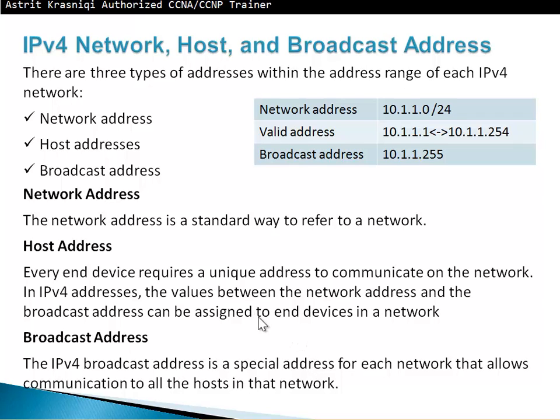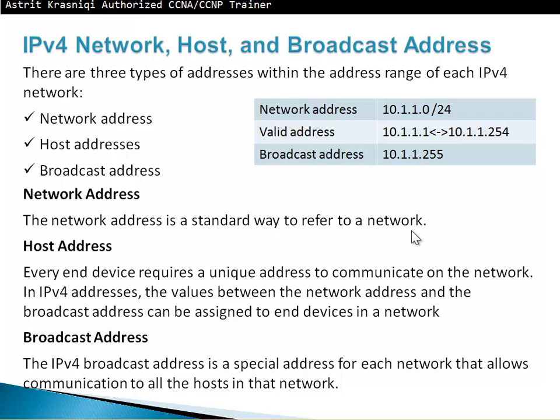IPv4 network, host, and broadcast address. There are 3 types of addresses within the address range of each IPv4 network. So each version 4 network has 3 different types of addresses. The first address is the network address. Like we said, a network address is a standard way to refer to a network. We can't assign that address to any PCs.